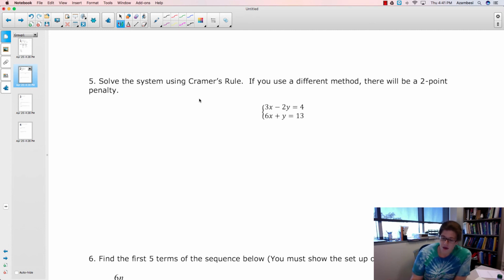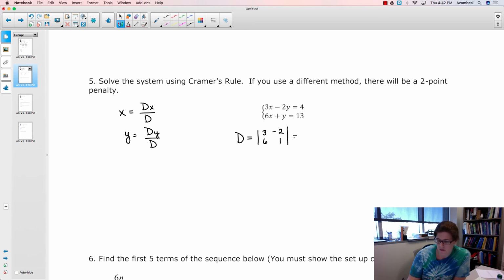Now, if I want to use Cramer's rule, remember that x is equal to dx over d, and y is equal to dy over d. D is the determinant of the 2 by 2. We're using just x and y, so d is equal to the determinant of 3, negative 2, 6, and 1. Multiplying, I get 3 minus negative 12. 3 plus 12 gives me 15.